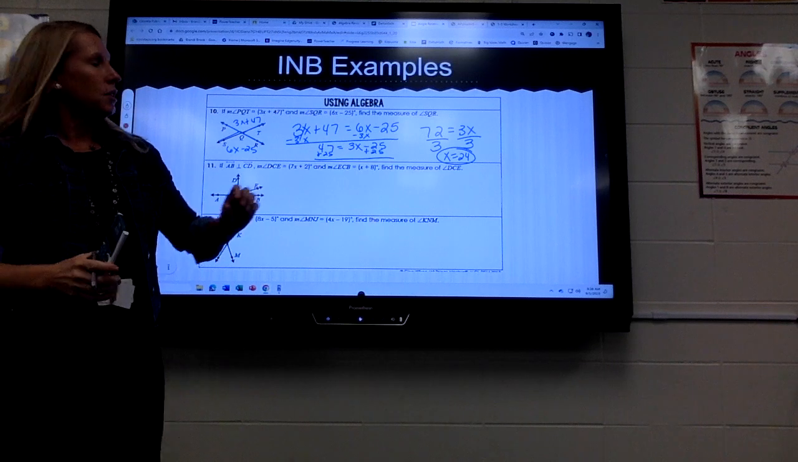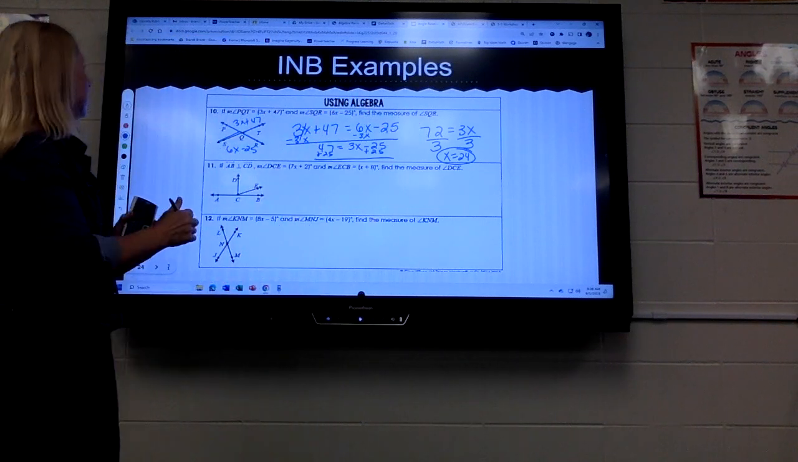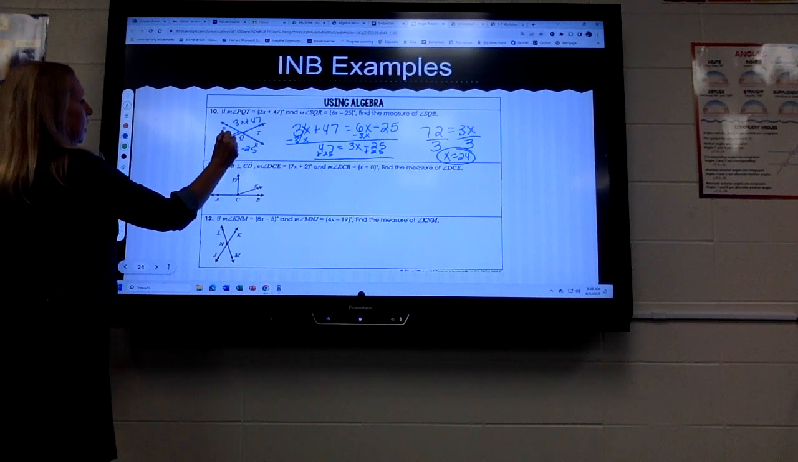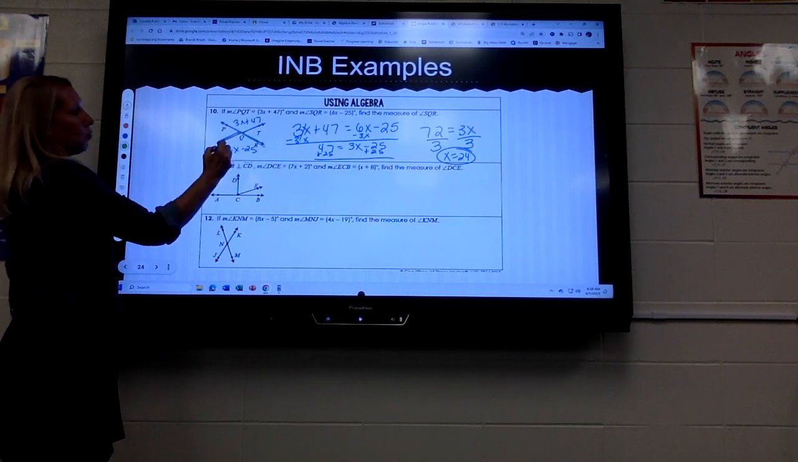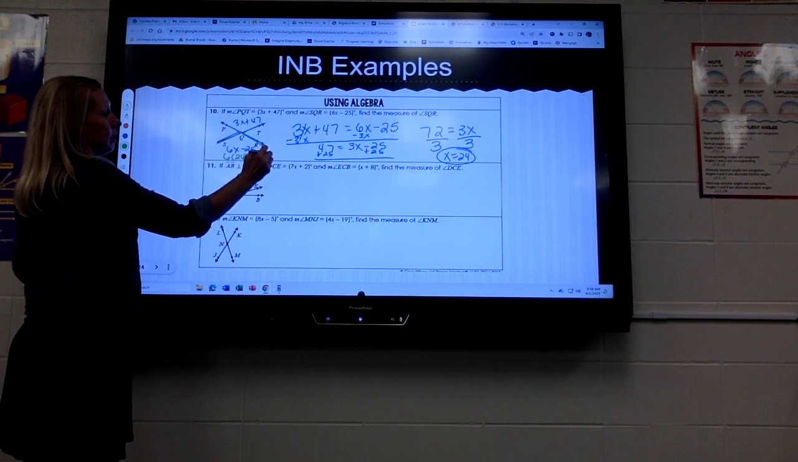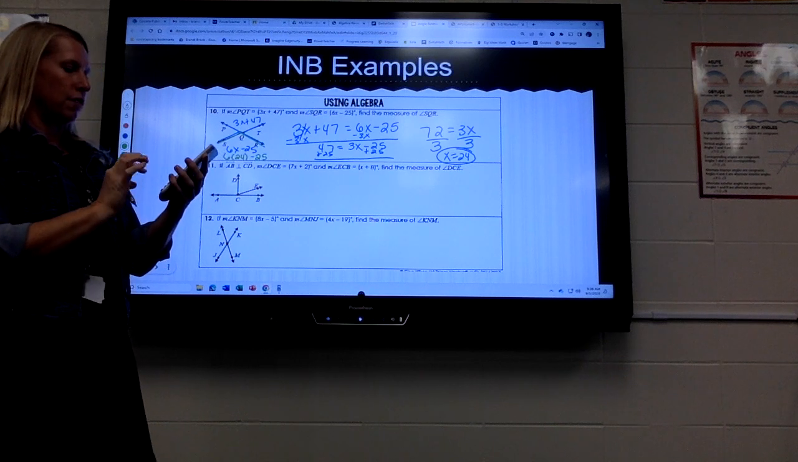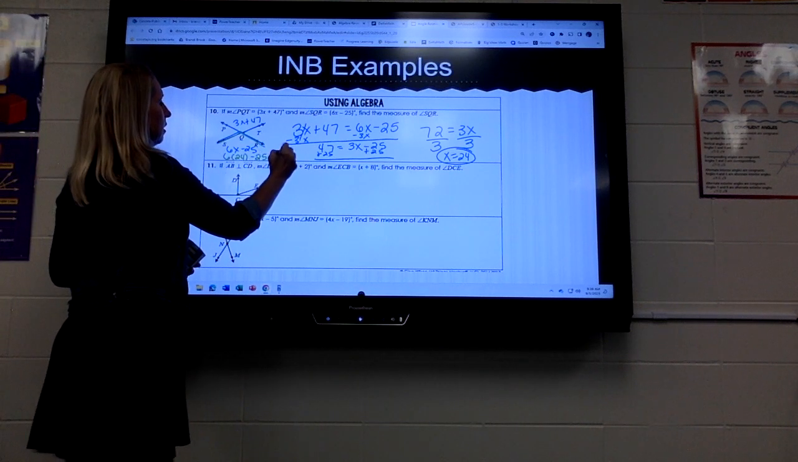But it also says to find the measure of SQR. So SQR is right here. I've got to plug 24 in. So 6 times 24 minus 25. 6 times 24 minus 25 is 119.